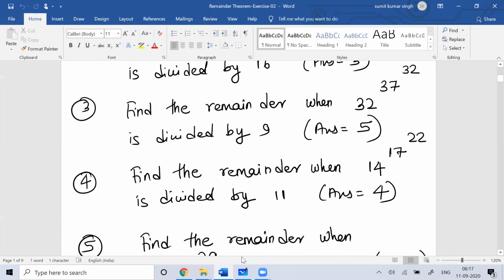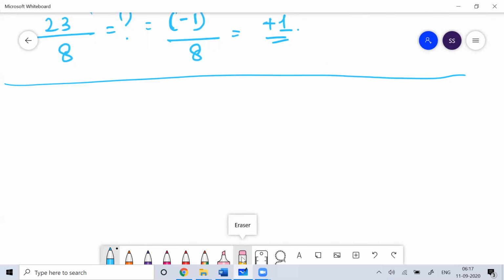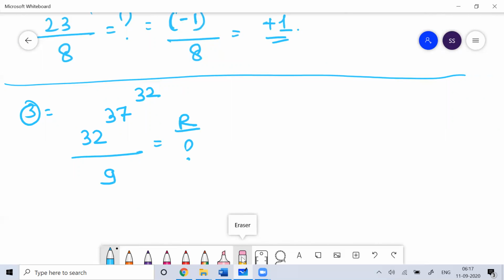Now you can see question number three. What is the remainder when 32 to the power 37 to the power 32 is divided by 9? So the next problem is that when 32 to the power 37 to the power 32 is divided by 9, what is your remainder? Again, I'll use the same logic.